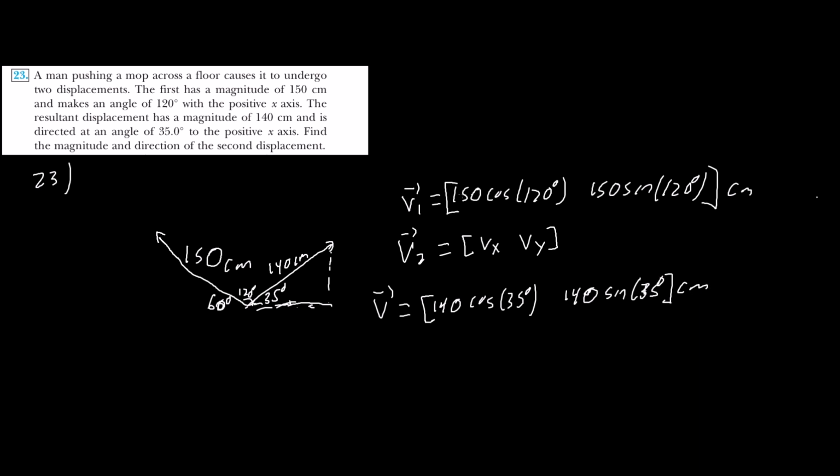So we're going to take v1 added to v2 to get the resulting vector v, which I'll notate as the final. However, what it's actually asking is for v2. So in order to get v2, we're going to take the final vector minus the initial vector. We're going to take 140 cosine of 35 centimeters, and we're going to minus the component of this, minus that to get the vx.